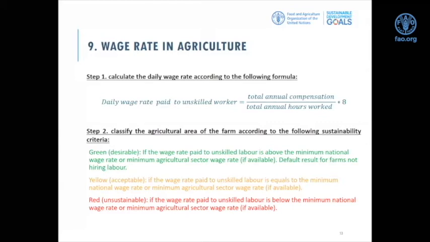The farms will be classified yellow or acceptable if the wage rate paid to unskilled labor is equal to the minimum national wage rate or minimum agriculture sector wage rate if it is available. And the farms will be assigned red status if the wage rate paid to unskilled labor is below the minimum national wage rate or minimum agriculture sector wage rate if available.